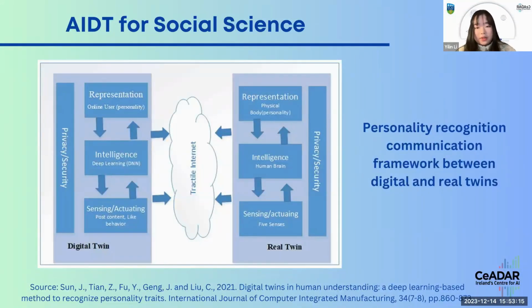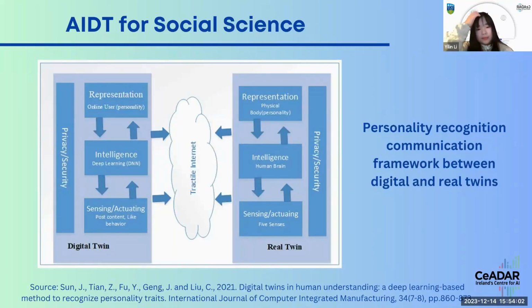So you can see the digital twin in this framework has several characteristics. The first is sensory and accuracy. A real twin can be equipped with sensors to replicate the senses. In an online social network, the posting content and the liking behavior of users can be recorded to sense and understand user personality. And the second is intelligence. In this study, they leverage deep learning technology to combine users' posting content and liking behavior for the personality prediction.